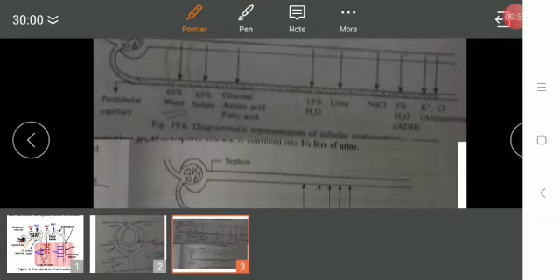In the PCT, the proximal convoluted tubule, 65% of water is reabsorbed by osmosis. The majority of useful solutes like amino acid, fatty acid, salt, vitamins are reabsorbed either by passive or active transport, like potassium, sodium, magnesium as well as calcium.